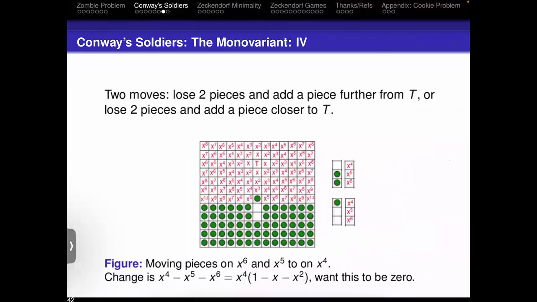So imagine I have x to the 6 jumps over x to the 5 and lands on x to the 4. So what's the change in value? It's x to the 4th minus x to the 5th minus x to the 6th. Pull out an x to the 4th, you get 1 minus x squared. So if I set 1 minus x squared equal to 0, then there's been no change in the value of the board. Does anybody recognize the 1 minus x squared?